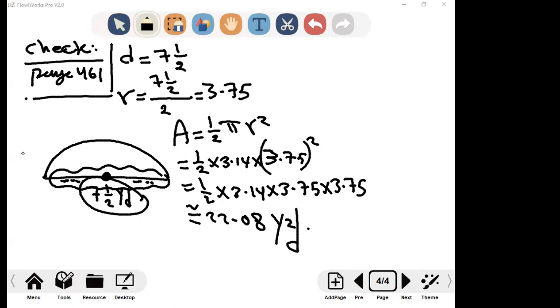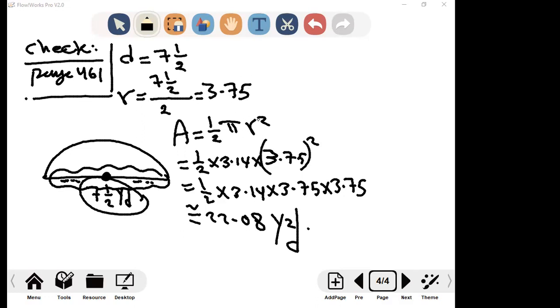Fine. The given graph is a circle or semicircle? Semicircle. Now the 7.5 yard, it is the diameter or the radius? Diameter. To find the area, I need what? Radius. So I have the diameter. How we find the radius? We divide the diameter by 2, the half of the diameter, right? The answer is 3.75.